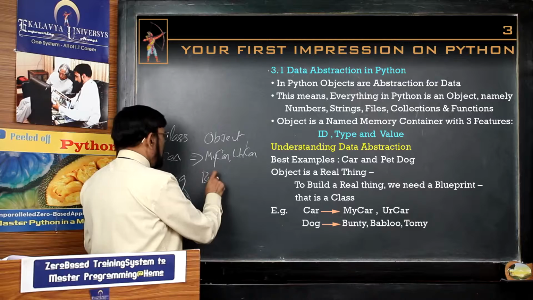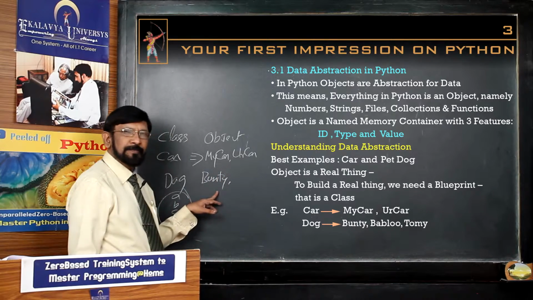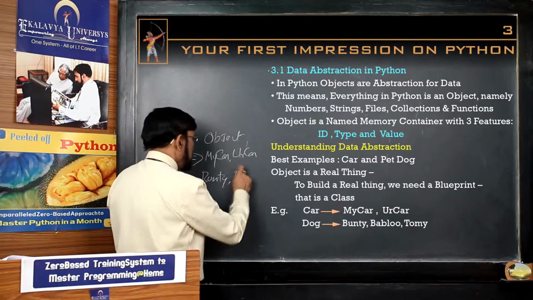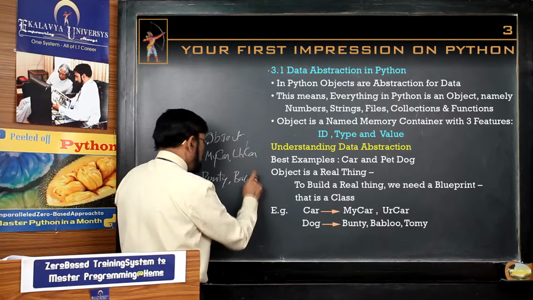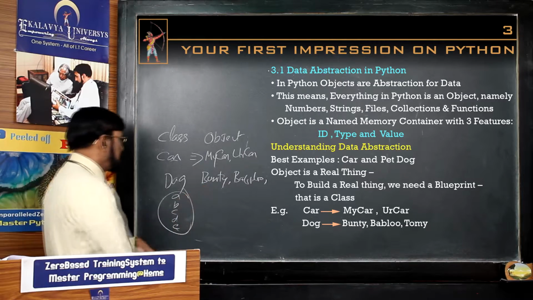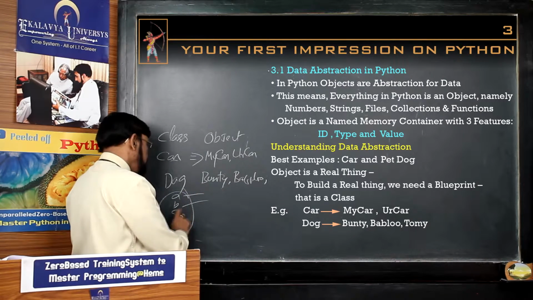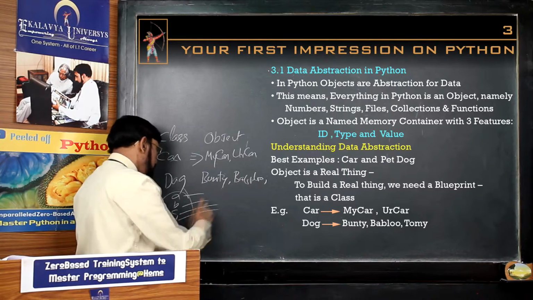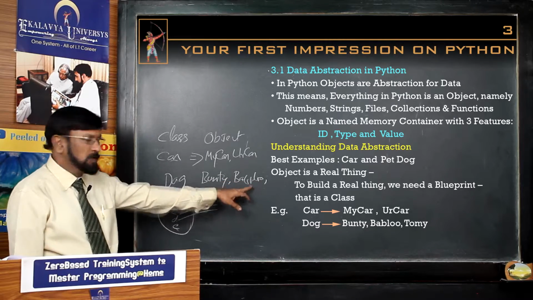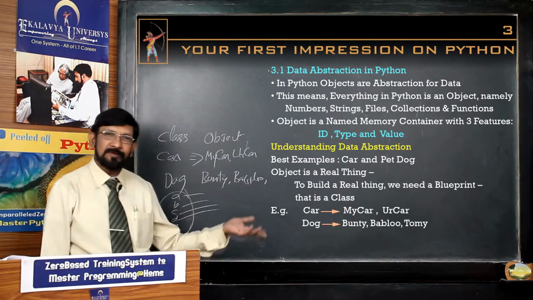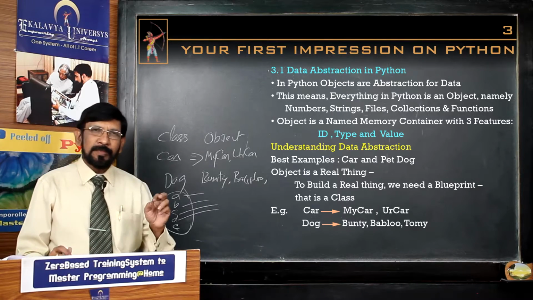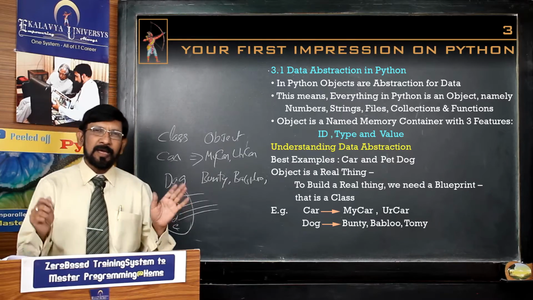Now, my dog's name is Bunty. It is an object. Your dog's name is Babloo. It is a specific name. Now, as far as Bunty is concerned, for A certain value is there, B certain value is there, C certain value is there, D certain value is there, and E also certain value is there. As far as Babloo is concerned, for A, B, C, D, E certain values are there. In this manner, you have to understand the object. So, in Python, object is the abstraction for data.